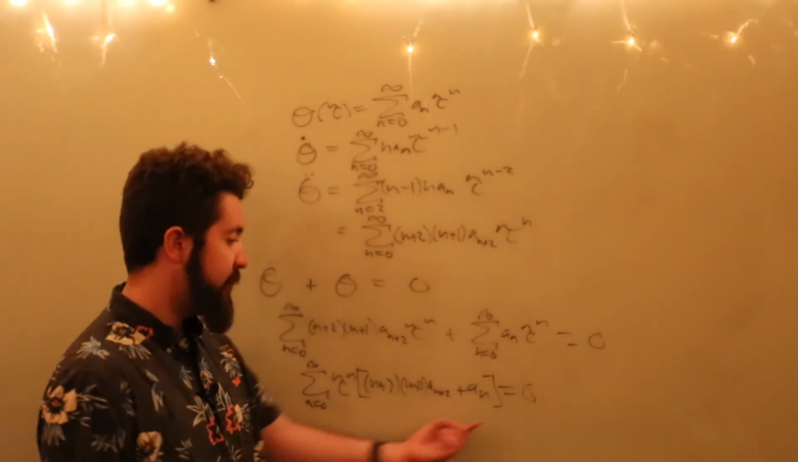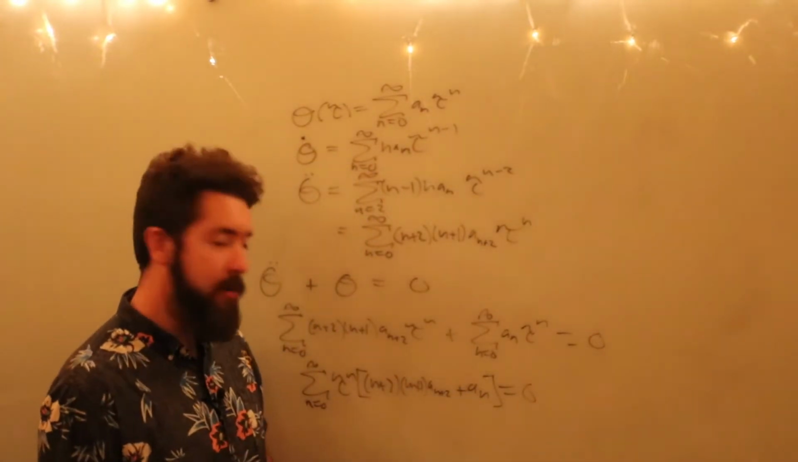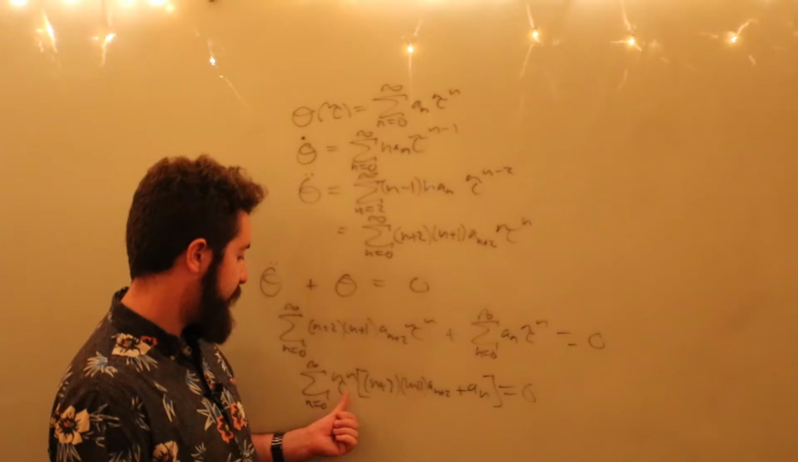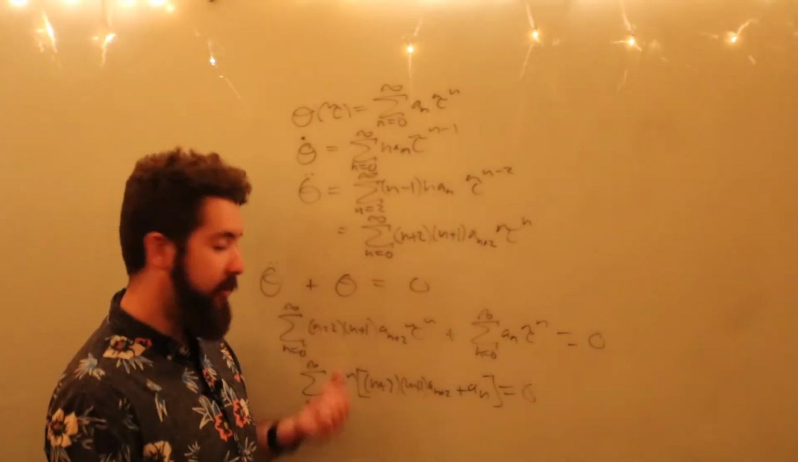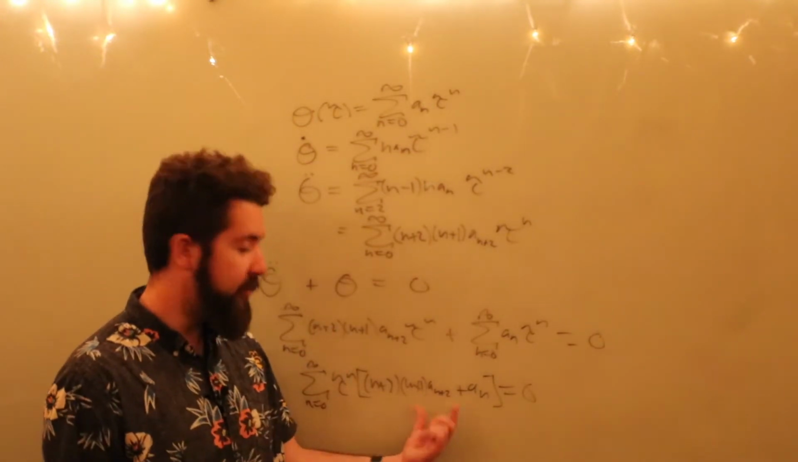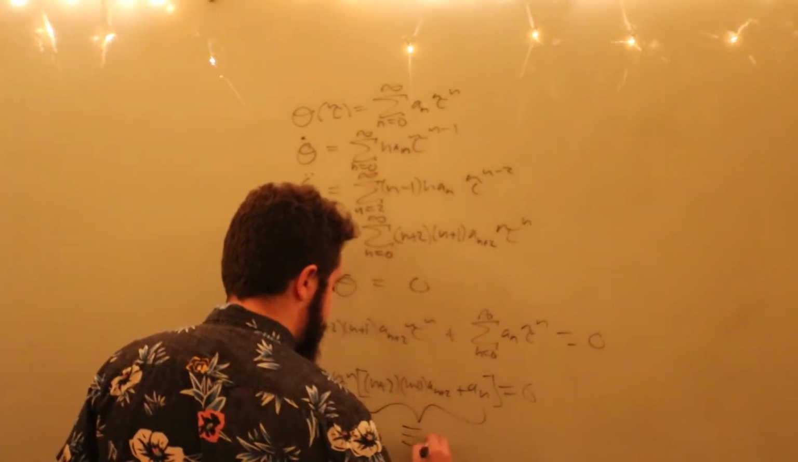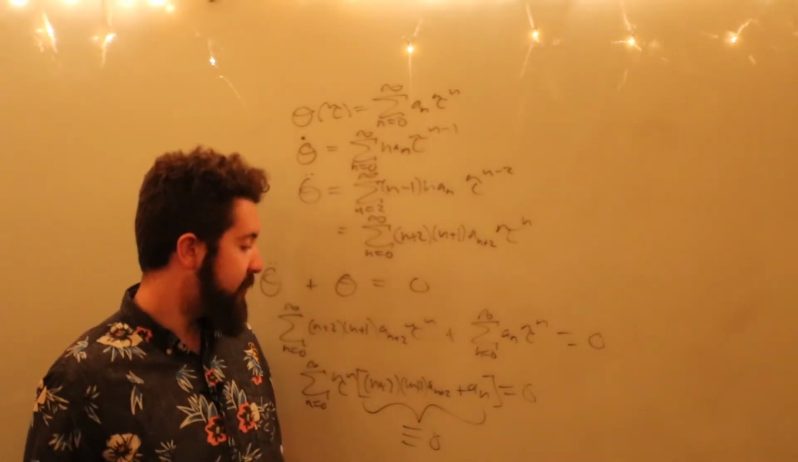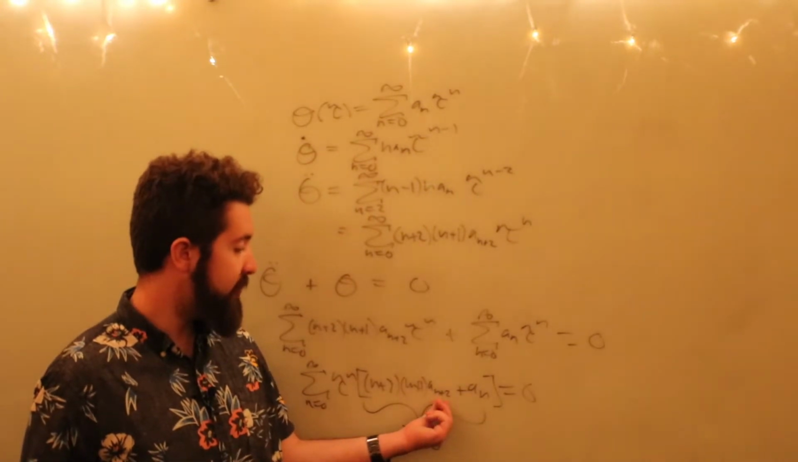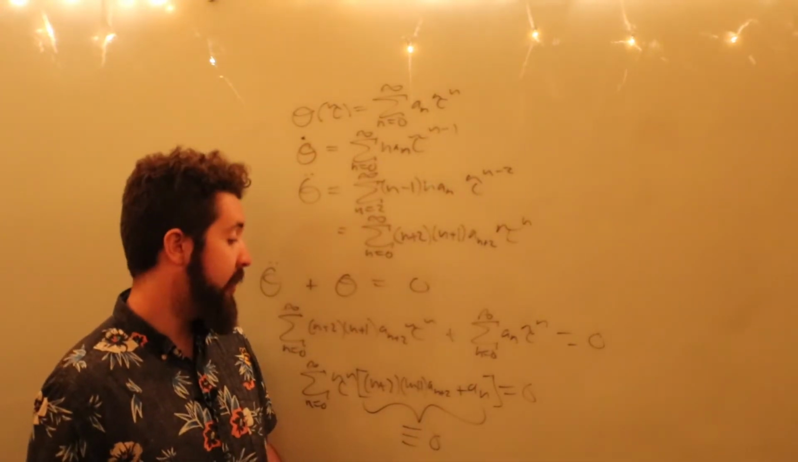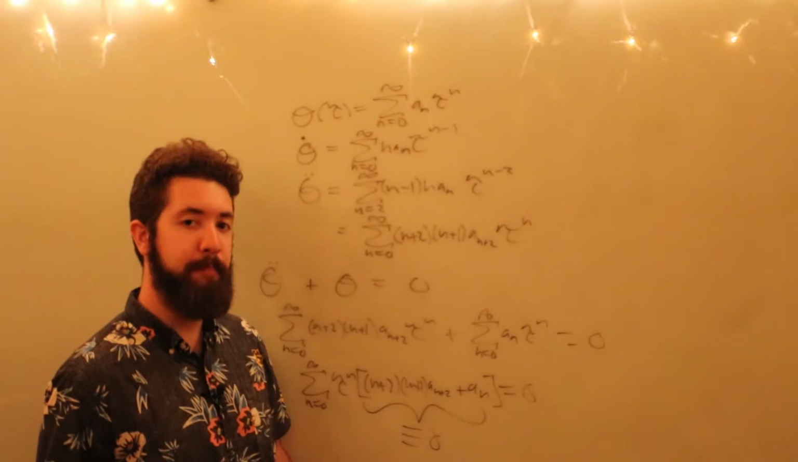And if this has to be 0 for every single term, and this is true for whatever tau value we choose, then it must be true that these coefficients are 0. So we're going to set this identically equal to 0, and then solve for a sub n plus 2 in terms of a sub n, giving us a recurrence relation.